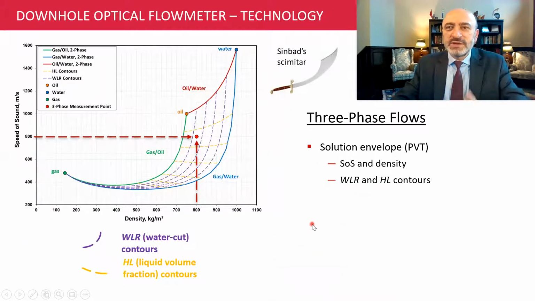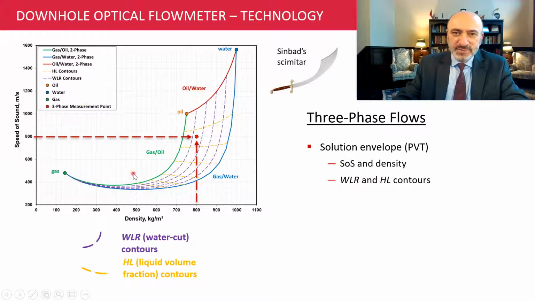So let's move on to three-phase flow measurement. And for that, I will be using this plot. At initial look, it looks like this is a complex plot, but once explained, I believe it will be all clear. Speed of sound versus density. And what we have here is a unique shape, it looks like Sinbad's scimitar. But for us, it is the three-phase solution domain, or sometimes we call it the three-phase solution envelope.